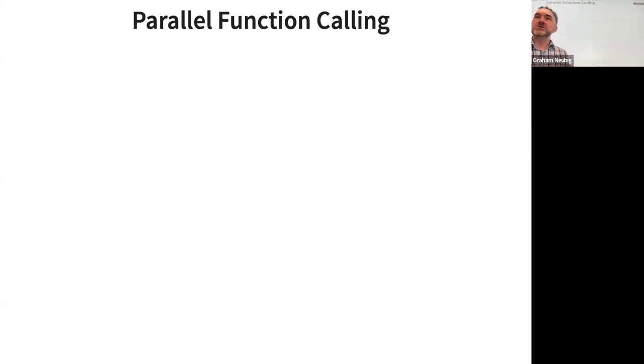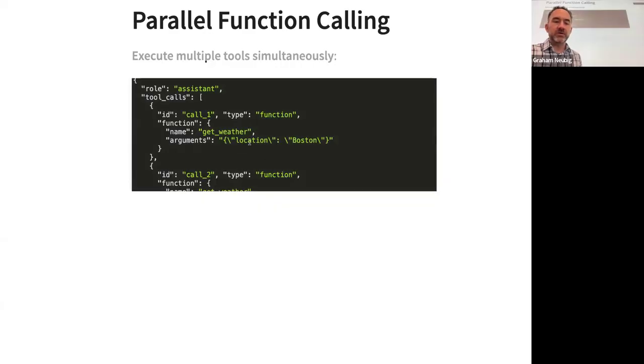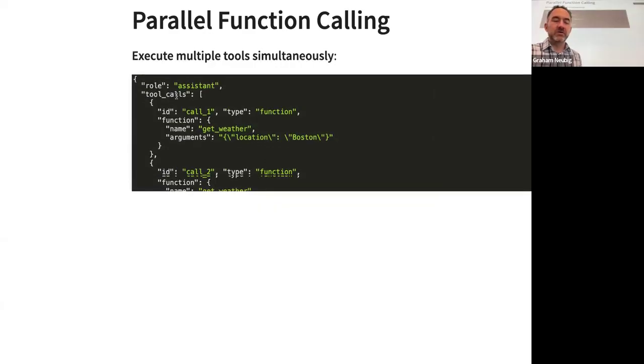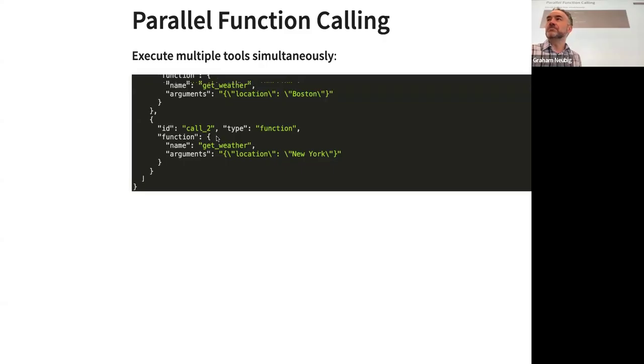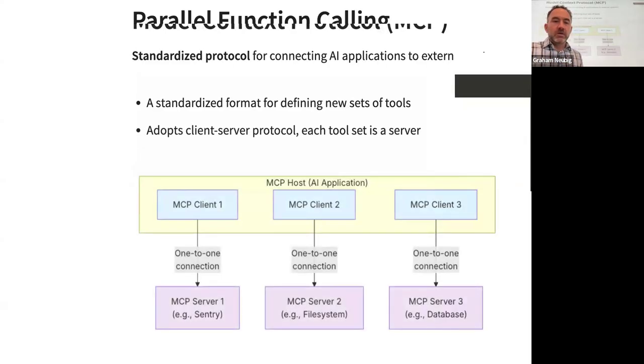Another thing that I should mention is parallel function calling. You might think that you would make one call and get one response to a function call, but you can actually execute multiple things simultaneously. So the response is tool calls, and you could get multiple tool calls. You could look up the weather in both Boston and New York in a single conversation turn with multiple tool calls.